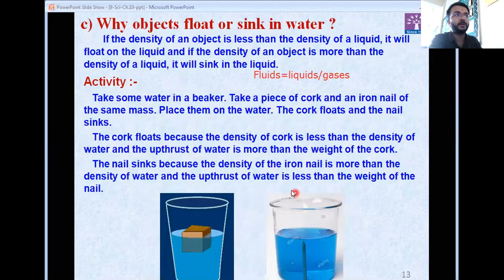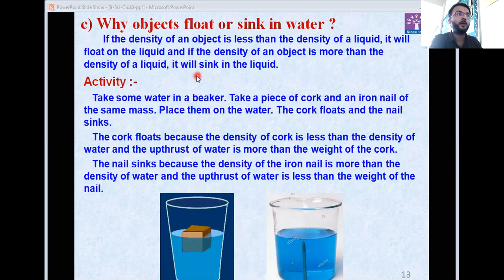Okay, dear students, we can have one more activity. In one glass we have one small wooden block, and in the same glass, same fluid, we can now take an iron nail. Definitely you will observe that the iron nail will sink, whereas the wooden block will float. Dear students, can you predict the phenomenon which is responsible for this? Yes, definitely density is responsible.